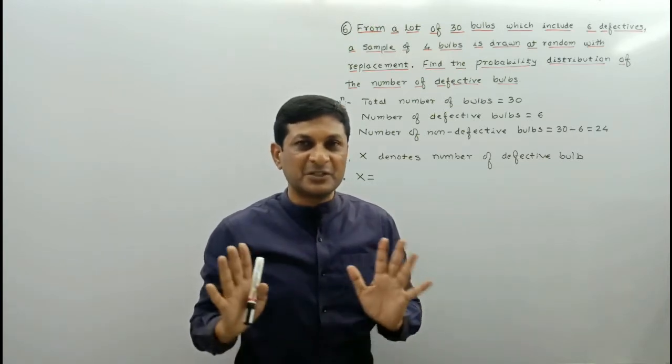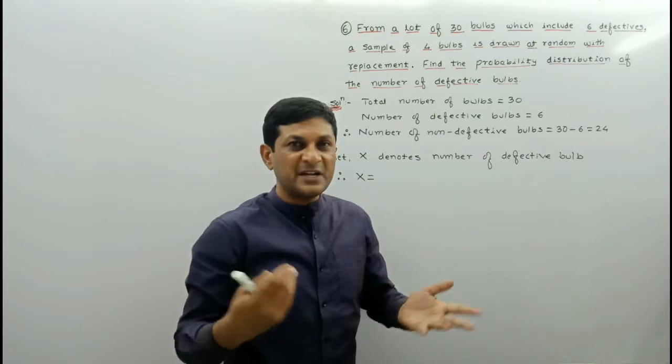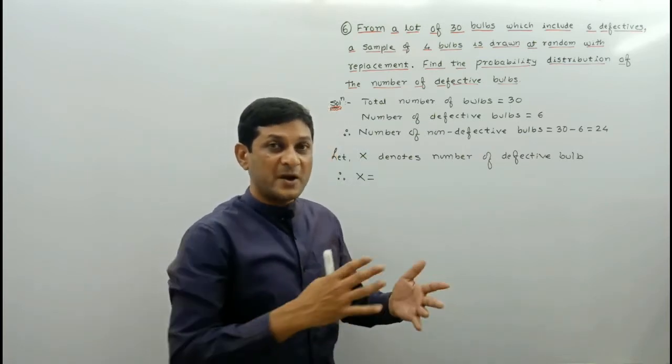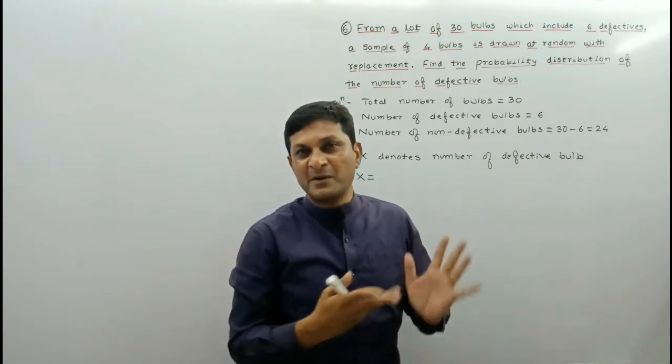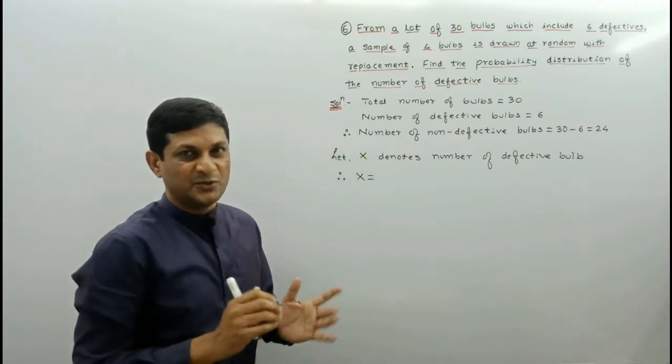टोटल कितने बल्ब थे? 30. उसमें से 6 डिफेक्टिव हैं. इसका मतलब बचे हुए 24, यानी 30 minus 6 will be equal to 24 are what? Non-defective bulbs. So the number of defective bulbs and the number of non-defective bulbs are also known to us.